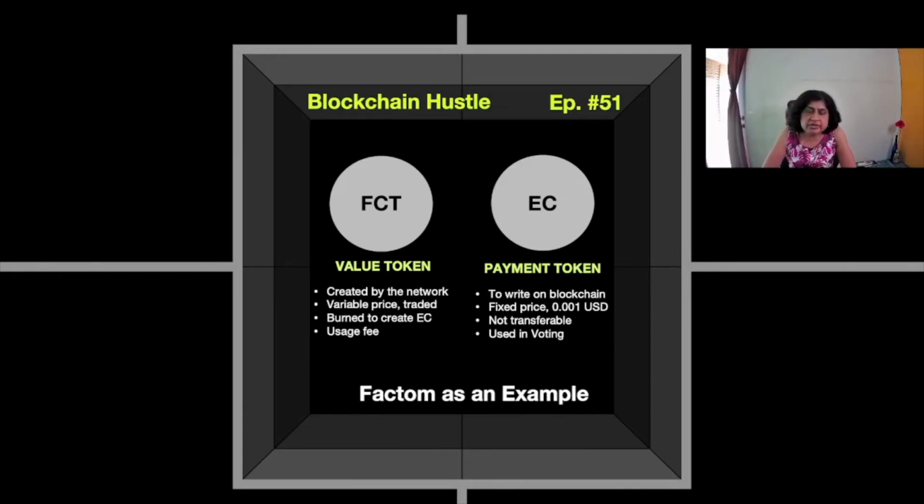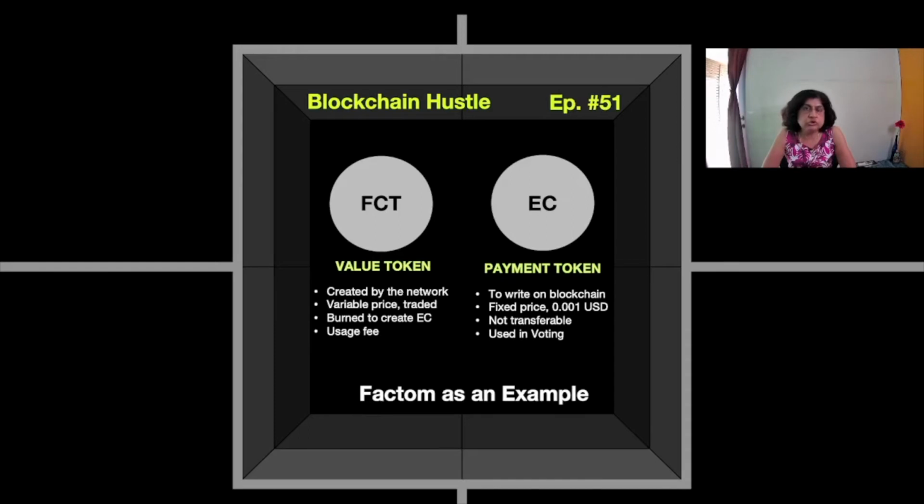The second token is your EC, which is your payment token. Now, EC or the entry credits, these are the tokens that are spent or burnt, or they're used to write onto the blockchain. That is, you pay for writing your data, the entries onto the blockchain by using these entry credits. In fact, EC is the only payment which is accepted to write onto that Factom protocol blockchain. And to write 1 kilobyte of data, you would require one EC, one entry credit. And these entry credit tokens are fixed price tokens.